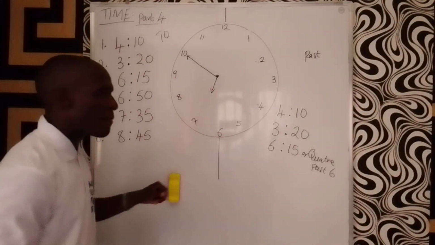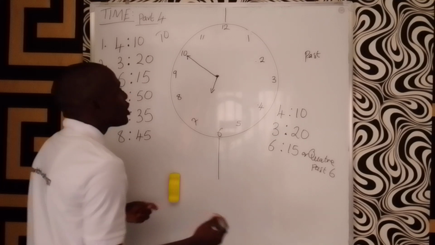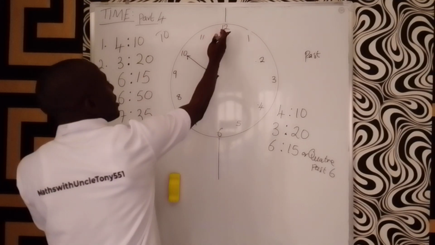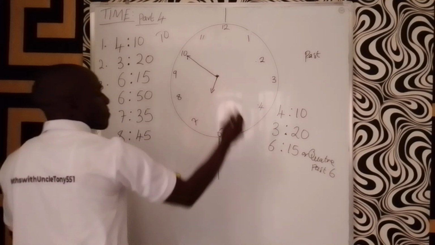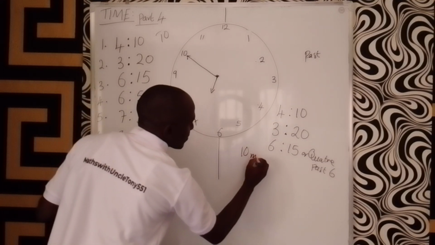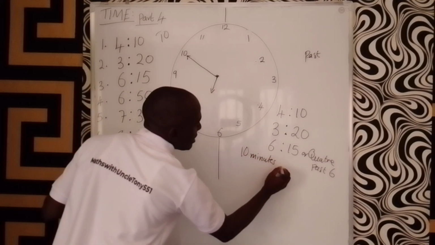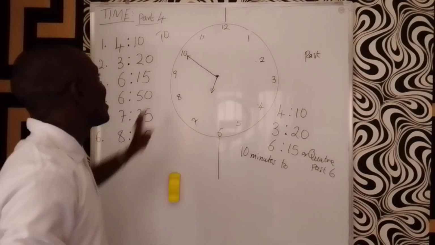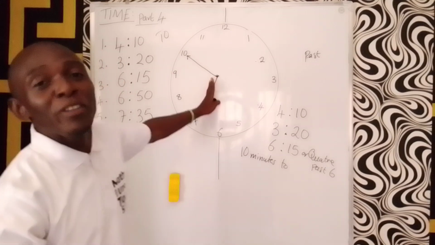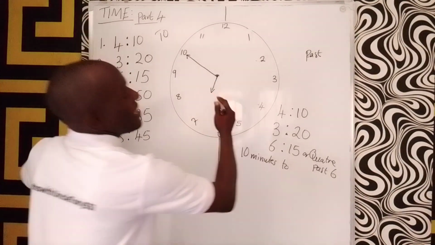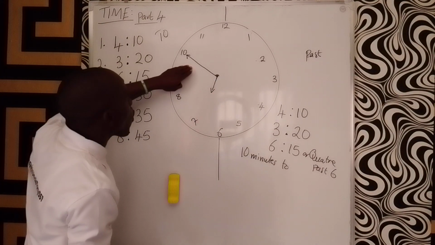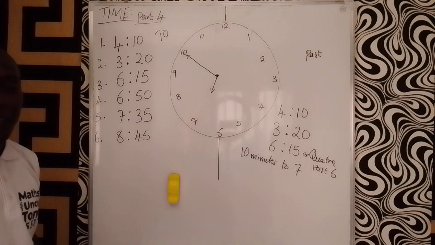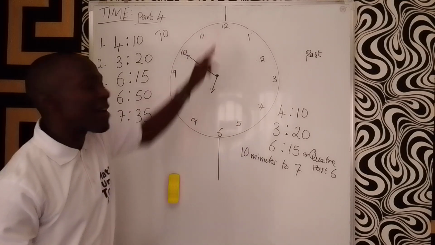Now, how do you tell the time? Preferably, you count from 12 in the opposite direction. This is 5, this is 10. This is 10 minutes to, because the long hand is pointing this side. I told you that long hand, whenever it's pointing this side, is called to. Here it is past. So it is 10 minutes to 7.